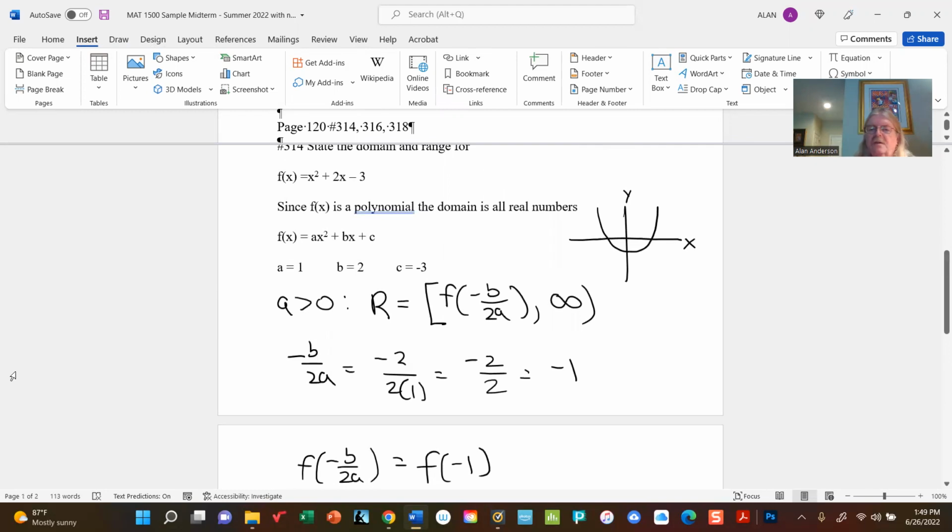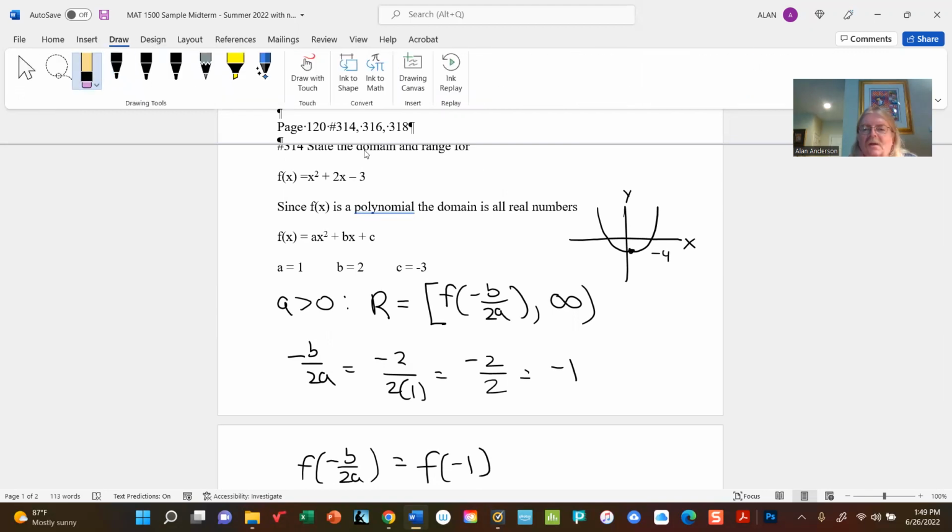So notice if you look at this picture, if you can imagine that the minimum point is down here somewhere. Actually, it looks like I haven't drawn it right, doesn't it? Hold on one second.